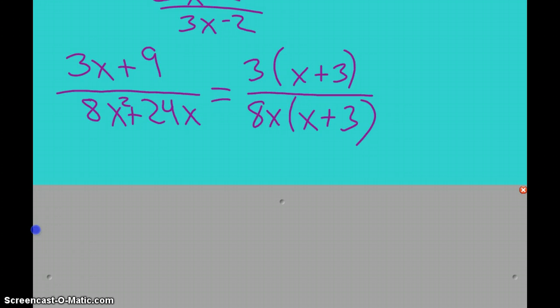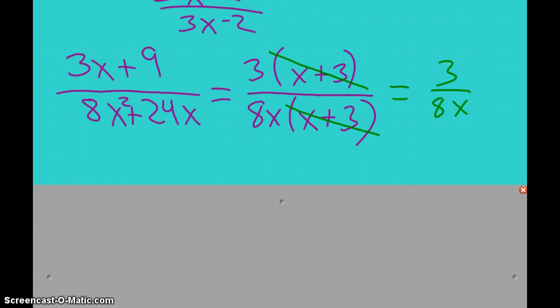Now, this is the part where some people get bothered by the fact that we said you can't eliminate a plus or a minus. Well, in this case, we now have x plus 3 as a factor of both the top and bottom. So you can divide out of a multiplication. So I can divide x plus 3 out of both the top and bottom, leaving me with 3 over 8x.